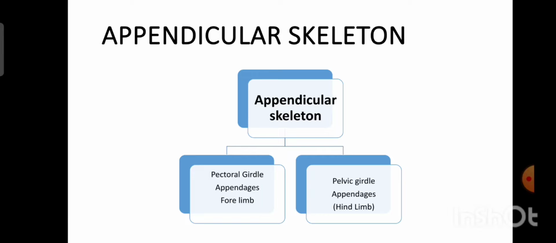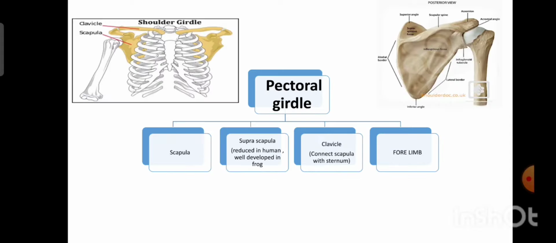The appendicular skeleton includes those skeletal parts which are present in appendages, the arms and legs. These are pectoral girdle, pelvic girdle, forelimbs, and hind limbs. The pectoral girdle consists of a pair of clavicles and a pair of scapulae. Clavicles are a pair of collarbones. One end of each curved bone articulates with the sternum, the other end articulates with the scapula. Scapulae are the two shoulder blades.